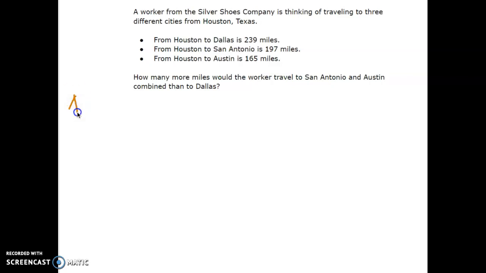Once again, let's analyze our question first. What is the information that we need? We need to know that the distance from Houston to Dallas is 239 miles.